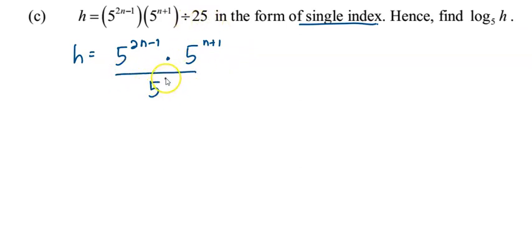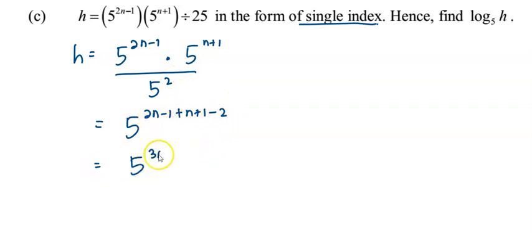25 we can always convert into 5 power of 2. By using the rules of indices, if your operation is multiply and they have the same base, the powers can be added up, meaning I can take 2n minus 1 plus n plus 1. And if the operation is division, we take the power on top minus the power below, that is minus 2. So now I have made it into a single index, but we need to simplify the power.